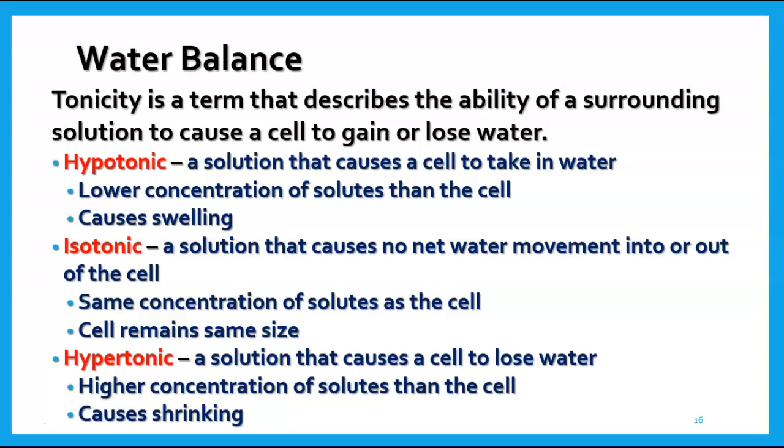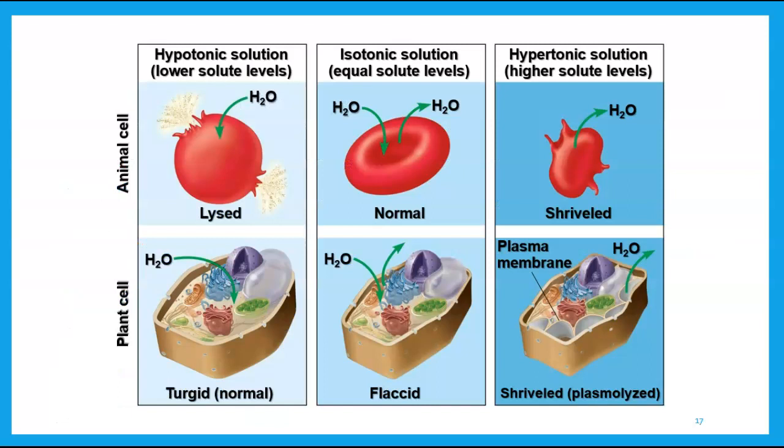The third kind of solution is called a hypertonic solution, and hyper, again, means too much or more. So this is a solution that's going to have a higher concentration of solutes than the cell, and therefore it's going to cause the cell to lose water. And if the cell loses water, it's going to shrink in size, kind of like if you took that same water balloon we talked about before and stuck a pin in it and let some of the water come out, it's going to shrink.